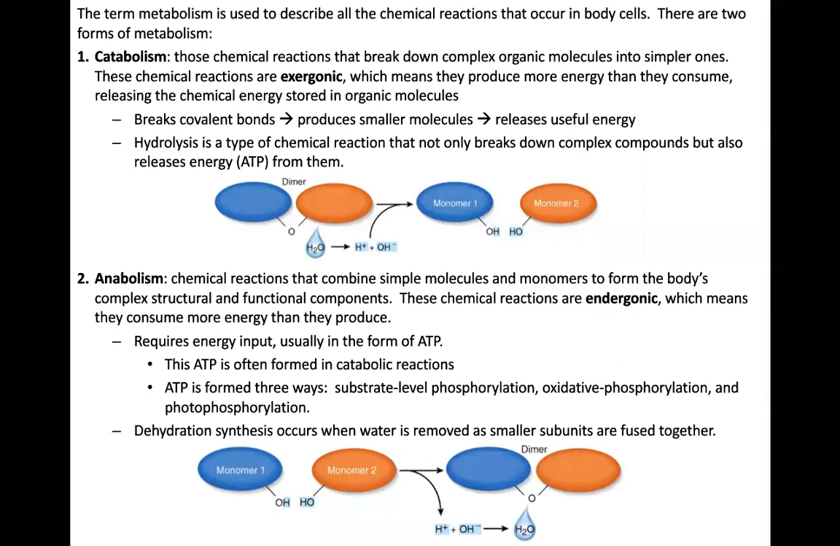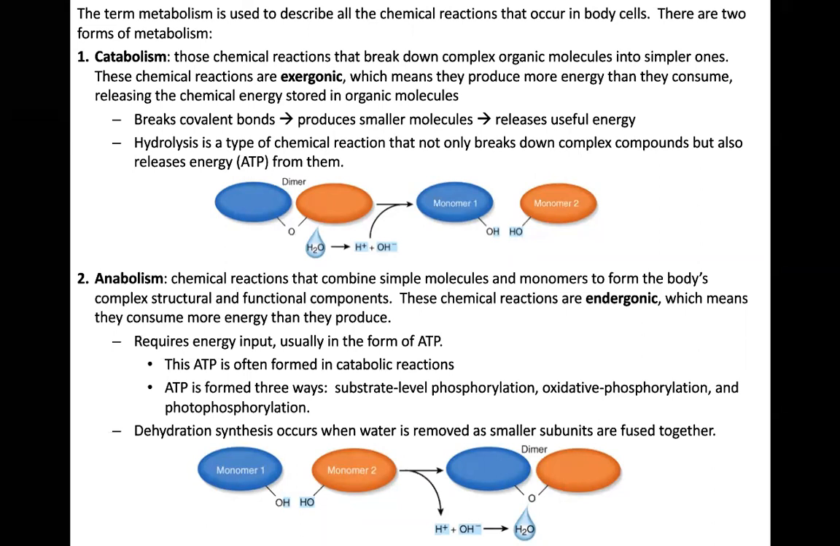Two forms or phases of it exist: catabolism, or catabolic reactions, and anabolism, or anabolic reactions. And they are the inverse of one another. One does one thing and the other does the opposite. Catabolic reactions are those that break down complex organic molecules into simpler ones, like a dimer, a disaccharide, into smaller, simpler ones like 2 monosaccharides or 2 monomers, like we show in the picture there.